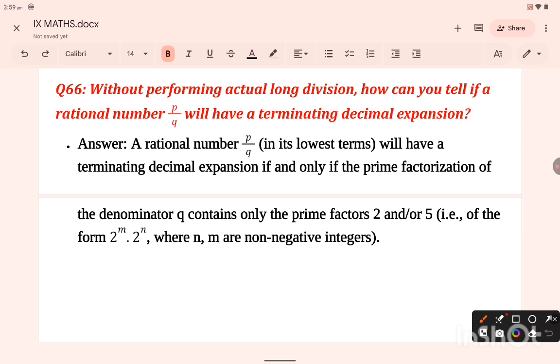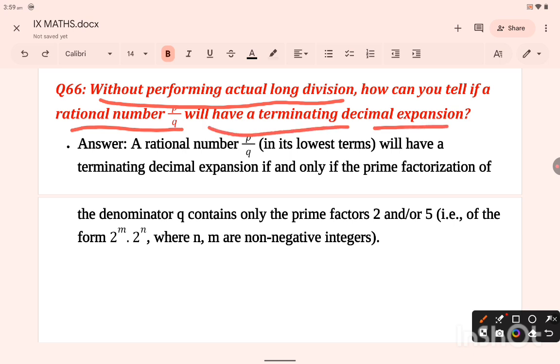Now question number 66. Without performing actual long division, how can you tell if a rational number p by q will have a terminating decimal expansion?